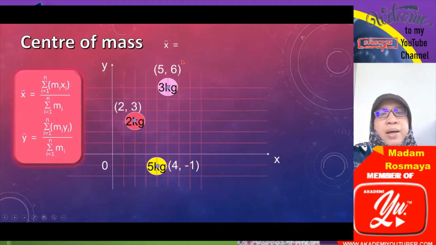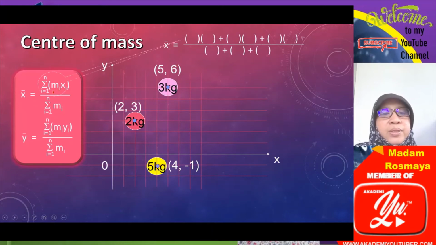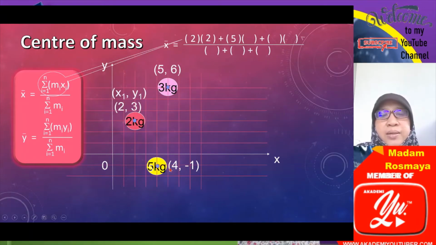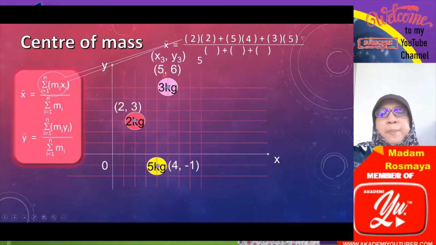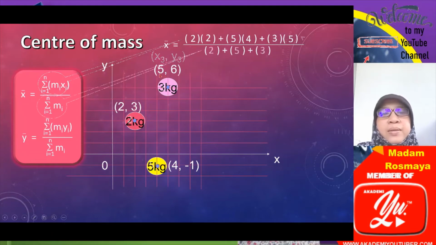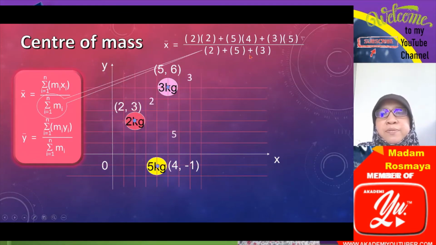Okay, so for bar X, you substitute the mass. For the first object, the coordinate of x1 is 2. Next is the second object, the coordinate for x2 is 4. And lastly, the 3 kilogram mass, the coordinate is 5. Then the total of mass, 2 plus 5 plus 3. So the answer is 3.9. The coordinate for bar X is 3.9.